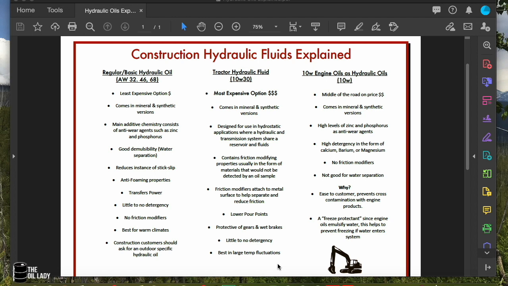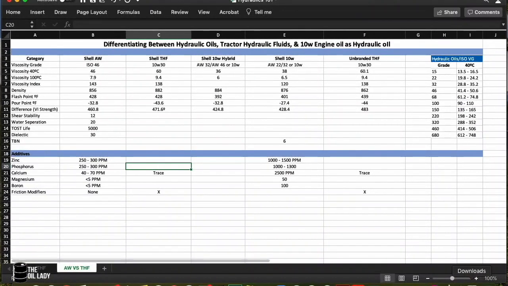So that's kind of the really quick, basic rundown of these 3 different products, why you would use them, why certain OEMs call for them, what the applications they're good for, so on and so forth. Now, I want to get into the chemistry a little bit more, so I'm going to pull up this little chart that I put together, and I took this information from technical data sheets from some Shell products and from some unbranded products. I want to show you what they look like.